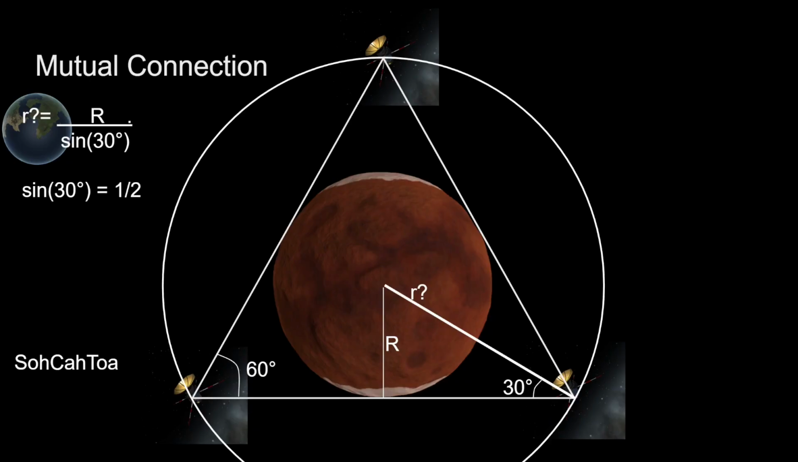So, continuing on, sine of 30 being a half, we can simplify our result, and we get a minimum orbital radius of 2 times the planetary radius. So our minimum altitude is going to be the same as the radius of the planet.